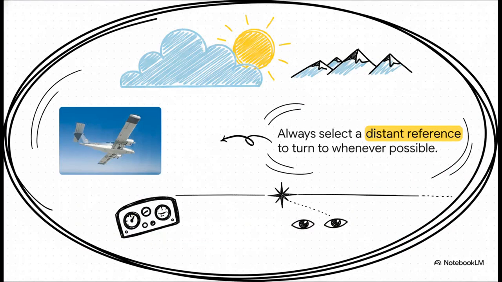But hey, before we even glance at a single dial inside the aircraft, we actually need to talk about the world outside. Remember your absolute best pre-flight safety habit? Whenever possible, select a distant reference point to turn to out the window. Relying on a point on the horizon acts as this essential real-world backup to your instrument indications and keeps you spatially oriented. So, eyes outside first, instruments second.